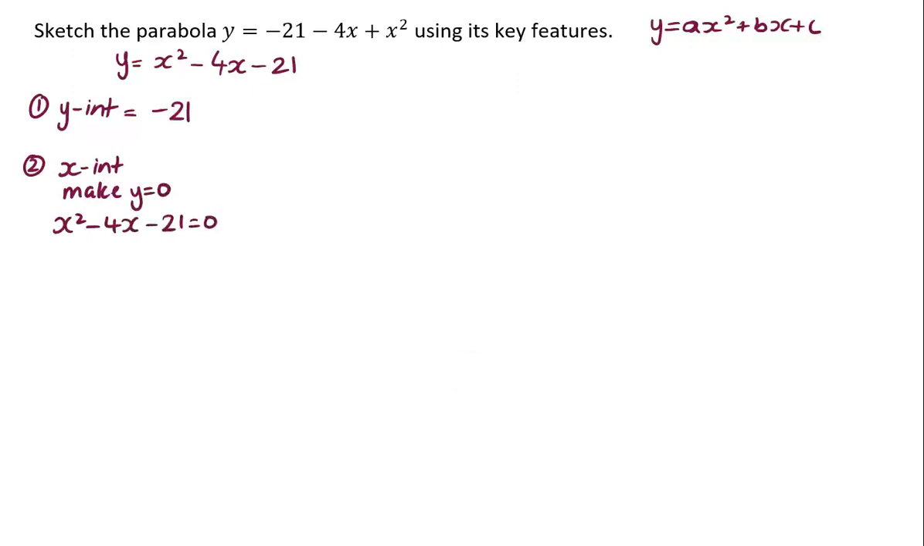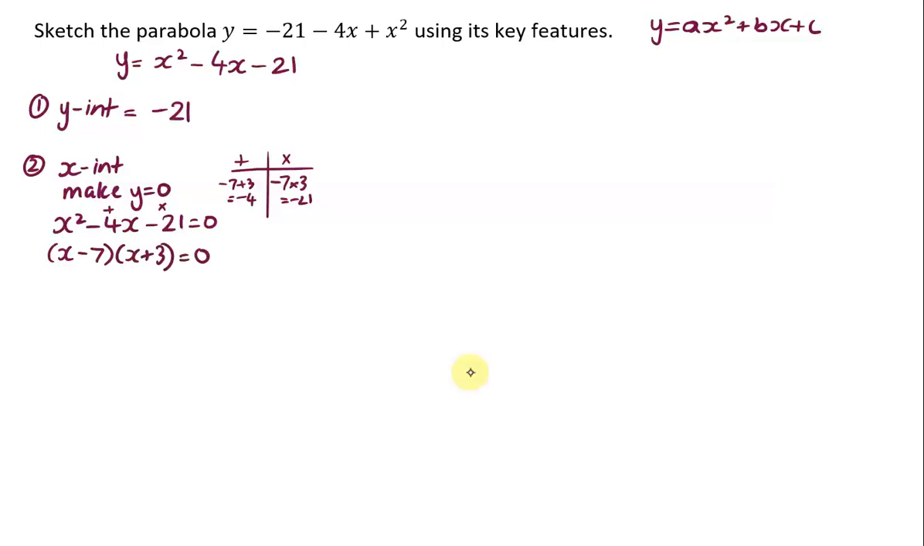So now we need to factorize. We're looking for two numbers that have a sum of minus 4 and a product of negative 21. Numbers that have a product of negative 21: negative 7 times 3, that does give us negative 21. Negative 7 plus 3 does give us negative 4, so that's our pair, negative 7 and 3. We can factorize this as x take 7, x plus 3.